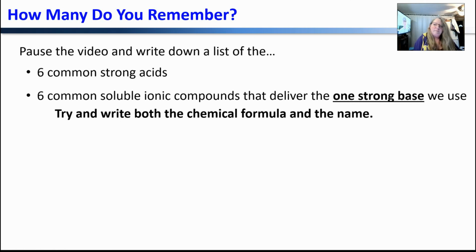So do me a favor. That's a nice segue. Go ahead and make a list of the strong common acids and bases, and list 6 common soluble ionic compounds.